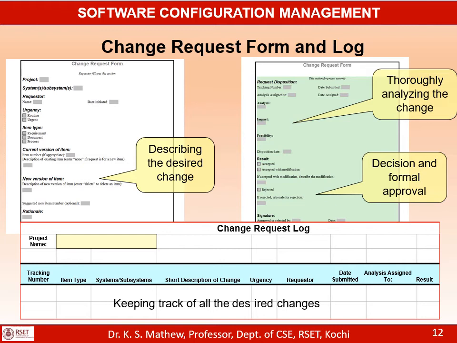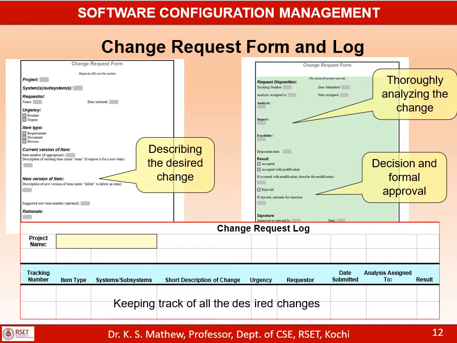CCB approval is also documented in this form. On the right hand side, you can see the result of the CCB approval, whether it is accepted, accepted with modification, or rejected. That will be documented here, and the signature of the approval authority will be put here.